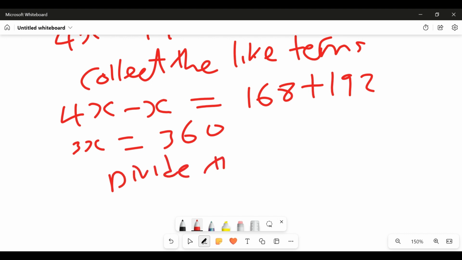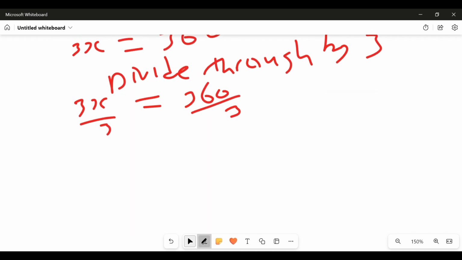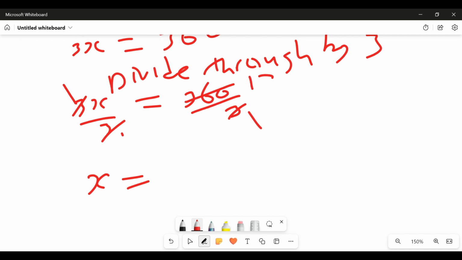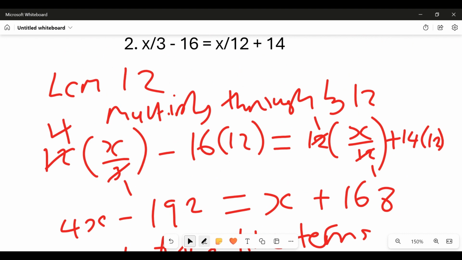So now we divide through, or both sides, either one you put is the same thing. You divide through by 3, so that our coefficient of x turns to 1. So this will now be 3x divided by 3 equals 360 divided by 3. 3 here 1, 3 here 1. So we have x equals, 3 in 360 is 120. x equals 120. Alright, we get the same answer. These are the two ways you can go about solving this question.